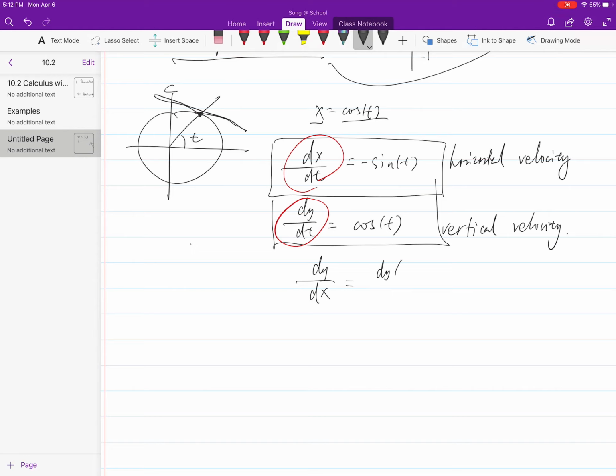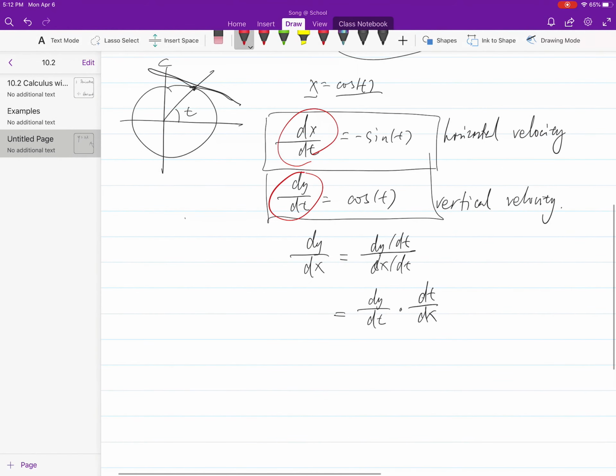dy over dx equals dy over dt divided by dx over dt. Now note, by simple algebra, dividing means times the reciprocal, dt over dx, coming from dx over dt. And from here you can see, magically, these two dt just cancel each other, and you have dy over dx. So from now on, every time you're talking about those kind of ratios, you can simply do the calculation using elementary algebra. And let me explain why you can do this.